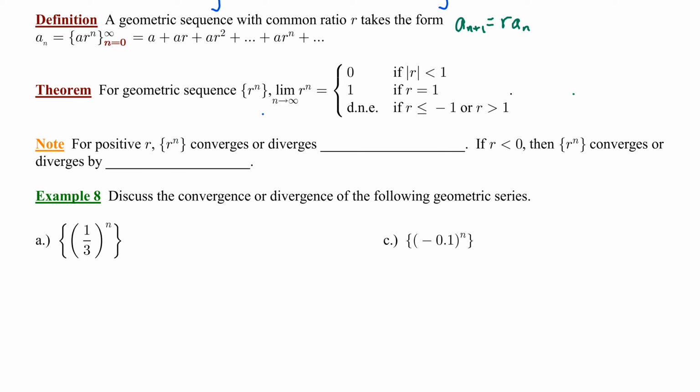The most important concept that you want to obtain from this part is that if the common ratio is a fraction less than 1, then the geometric sequence converges. If the base is greater than 1, then the geometric sequence will diverge. Note that for positive r, the sequence r to the n converges or diverges monotonically. If we have a negative base, then we'll see that it converges or diverges by oscillation. And we'll look at a couple of examples of this vocabulary.